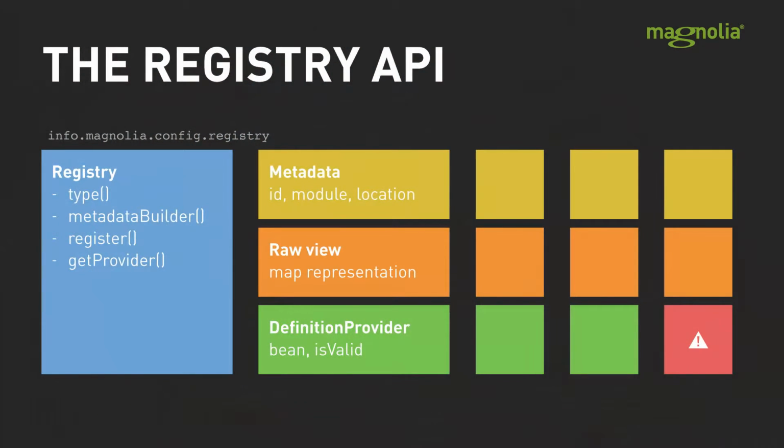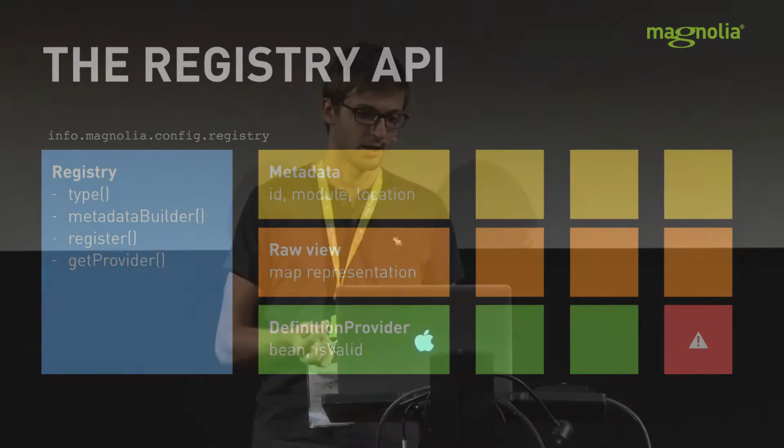Just briefly, the API. We have a registry interface, which mainly exposes what type of elements is stored in that registry, and what metadata builder is used. I'll come back to that in a sec. Then, of course, it provides methods to register elements into it. But what you get out of it is not beans directly. What you get is a definition provider. The definition provider gives you a hook on the bean, but it's also able to tell you if the bean is valid at all. So if you have errors in your config or some class could not be found, the registry still knows about it.